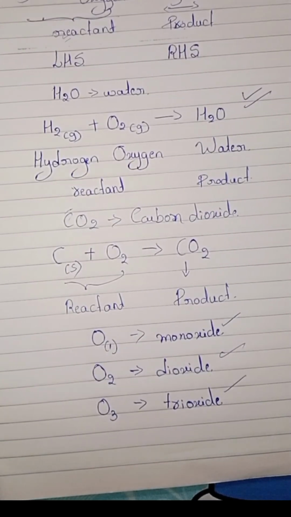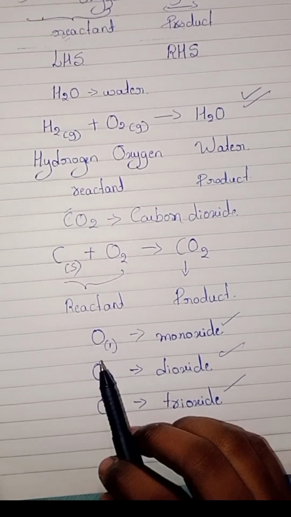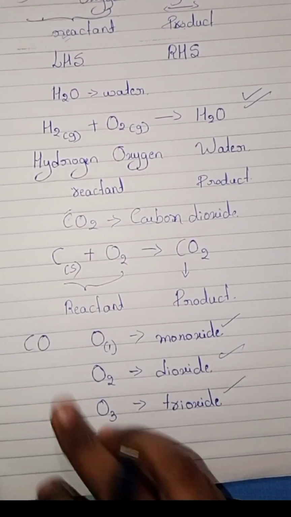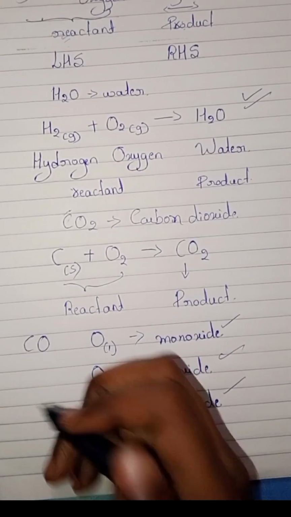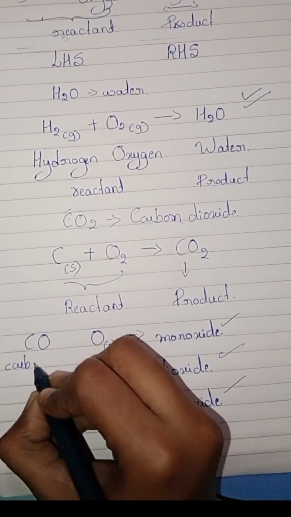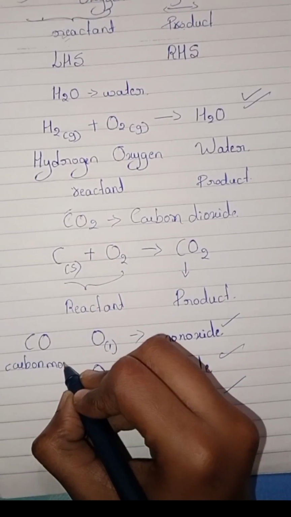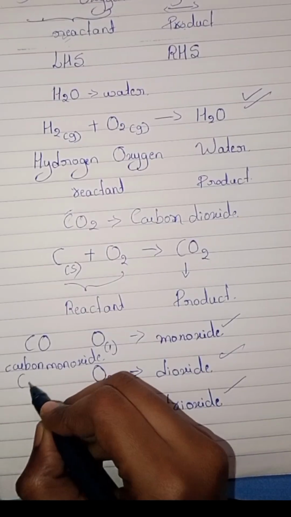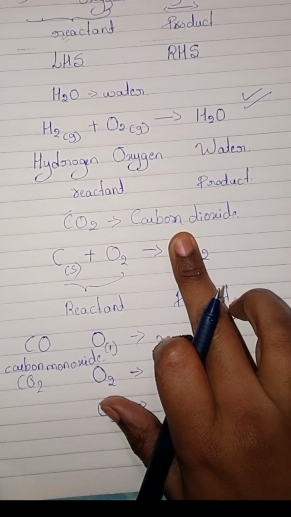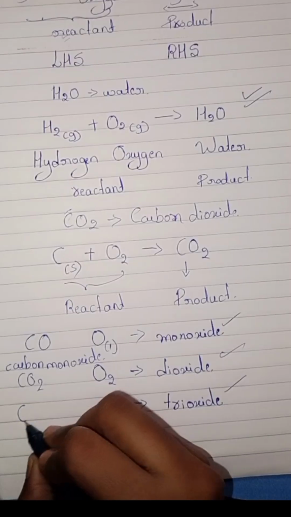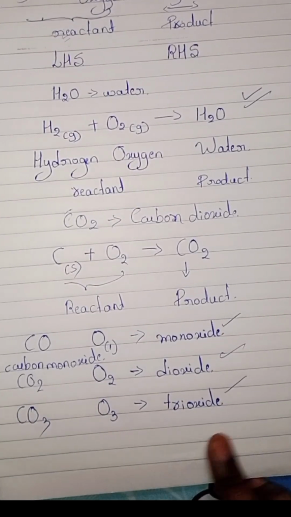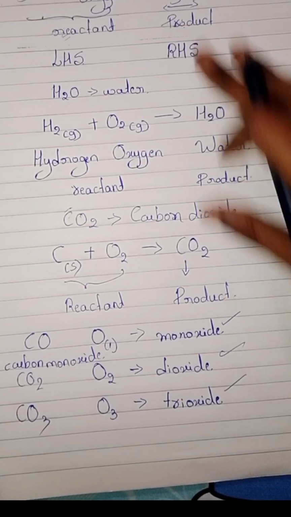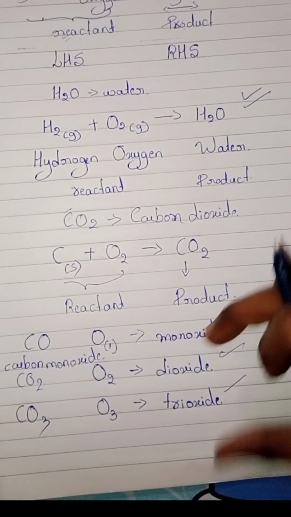This is very important and very easy. We just need to remember, if carbon contains a single oxygen, we call it carbon monoxide. If we have CO2, we call it carbon dioxide. If we have CO3, we call it carbon trioxide. Clear? Okay. So this is what we have about the nomenclature of oxygen.